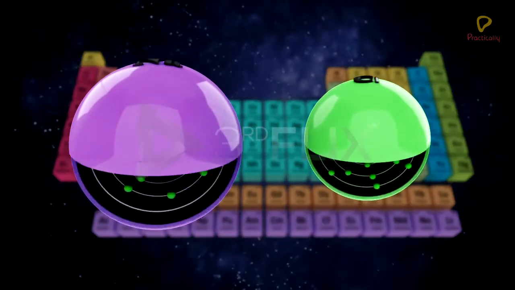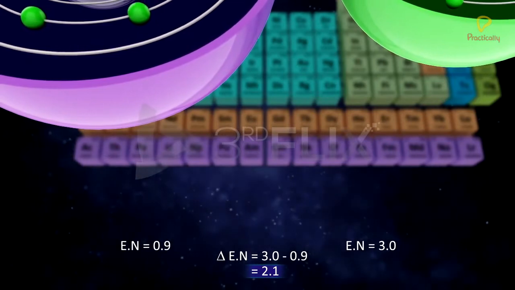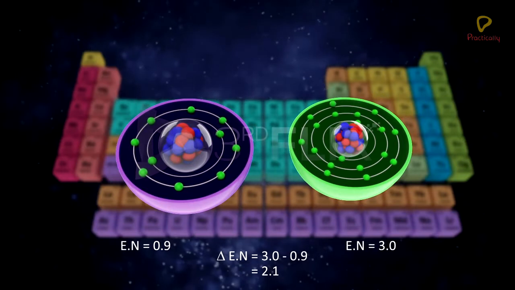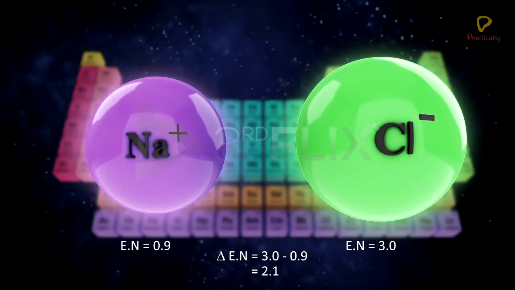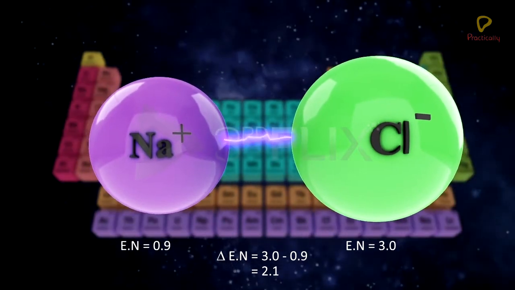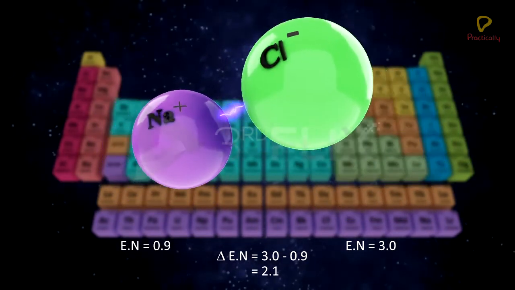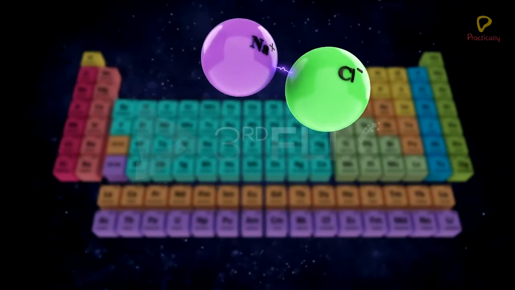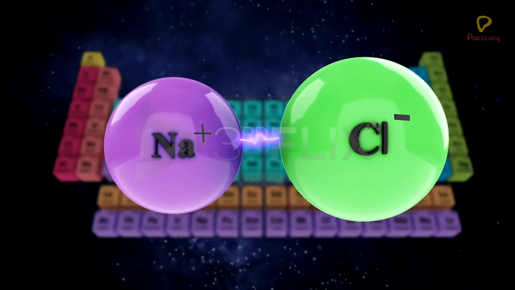When sodium atom comes closer to chlorine atom, due to high electronegative difference between them, one electron is completely transferred from sodium atom to chlorine atom. As a result, oppositely charged ions are formed. There exists a force of attraction that holds these two ions together, forming sodium chloride. This force of attraction that holds two oppositely charged ions together is called an ionic bond or electrovalent bond.